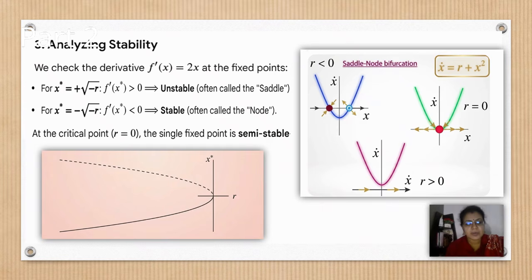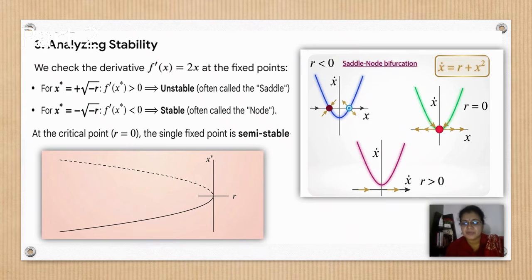Now at the critical point r = 0, we will have a single fixed point. What about r greater than 0? We will not have any fixed points, as inside the square root we will have a negative value resulting in an imaginary value. So we will not end up with any fixed points in the r greater than 0 case.